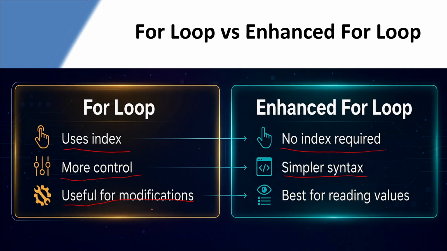Why? Because we can modify it as per our use case. And for the enhanced for loop, readability is increased. That means it is best for reading values. So these are the differences between the enhanced for loop and the normal for loop. Both approaches are useful. Use a traditional for loop when you need index access, and use an enhanced for loop when you simply want to read values.